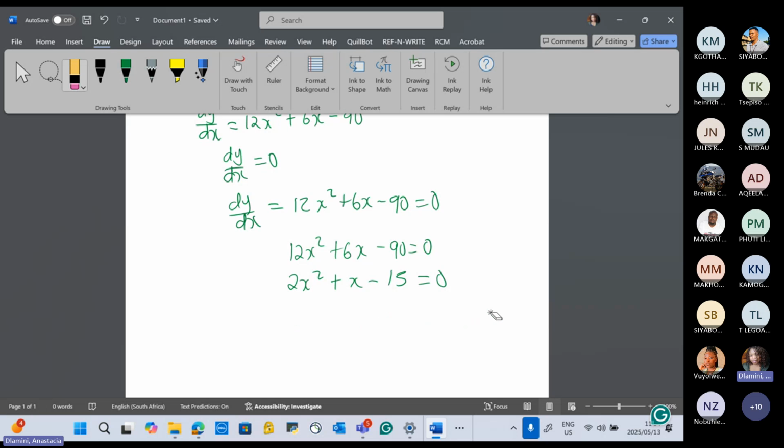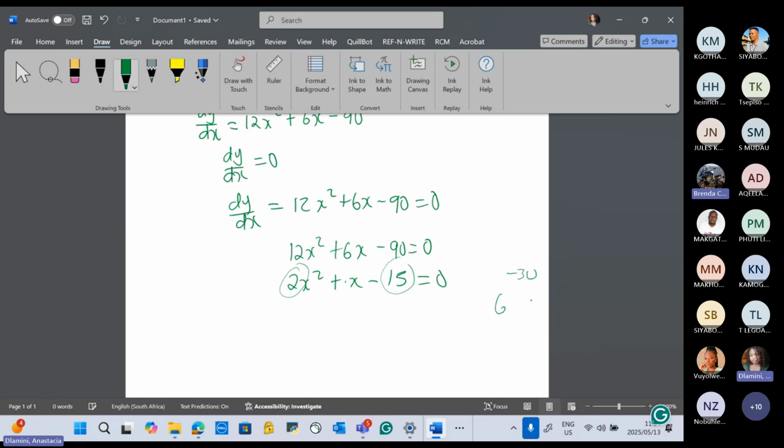Okay, let me continue. 2 times 15, I mean 2 times negative 15, negative 30. What are two numbers such that when I multiply them, they give me negative 30, but when I subtract them because of the minus, they give me x? I mean 1, positive 1. 5, 10, 15, 20, 25, 30.